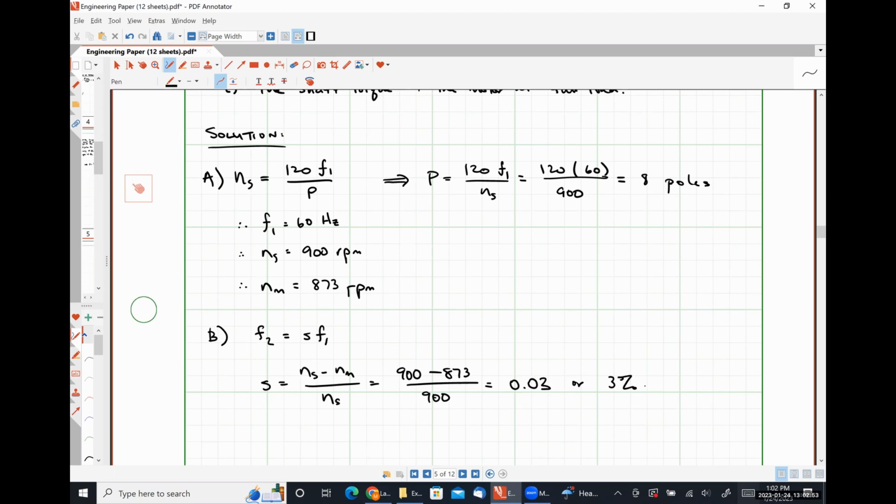Yes, ma'am. Correct. Absolutely correct. So we have a 3% slip. So at full load, our rotor spins 3% slower than our synchronous speed. Okay. So what is our slip frequency? 0.03 times 60 hertz comes out to be 1.8 hertz.